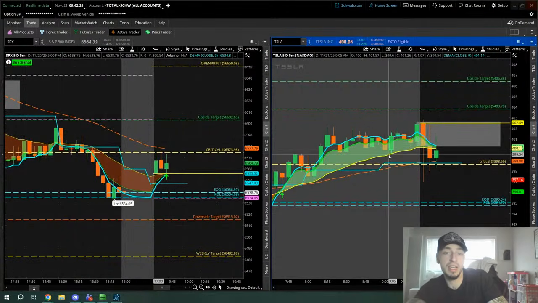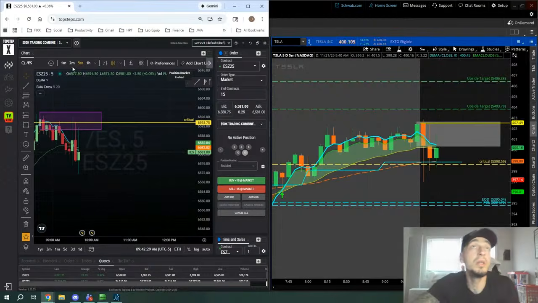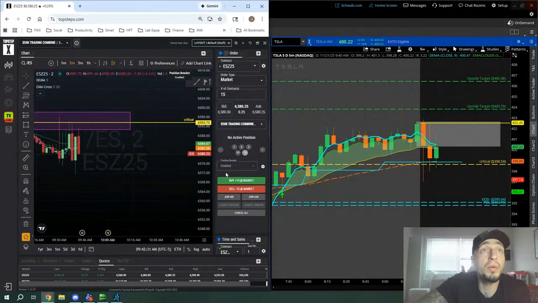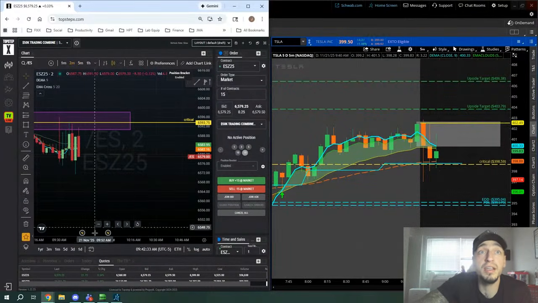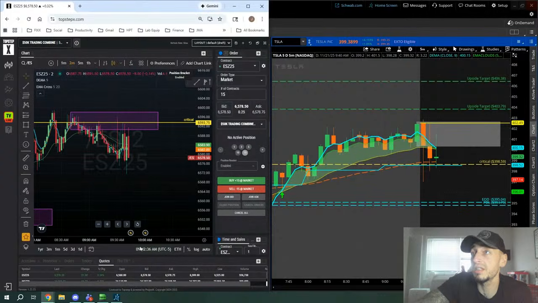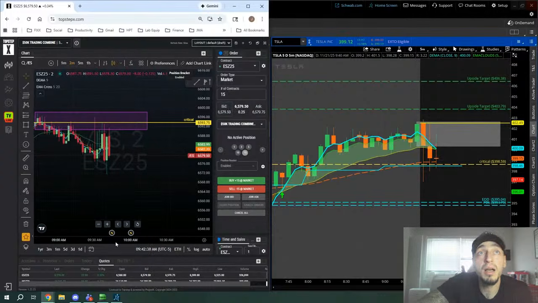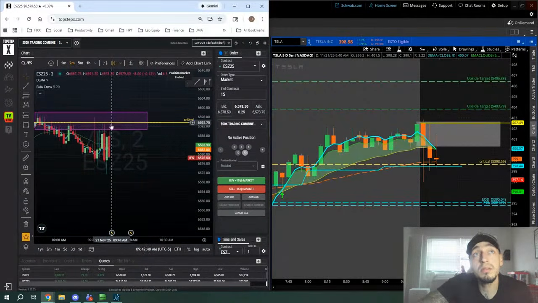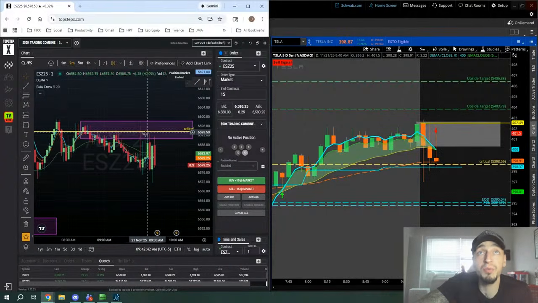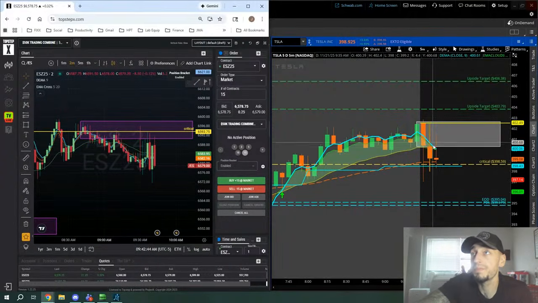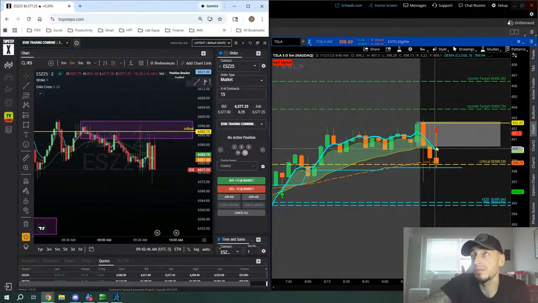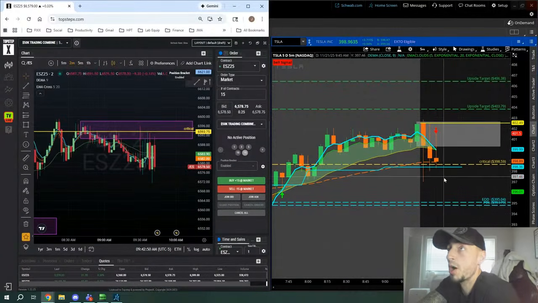All right. What's ES doing? Ooh. Look at that. Another one. Strong push right there. It's still really choppy. It's just that battle right there. I really like seeing that level hold though. Tesla with the retest of the area of value. Look at that. Boom.